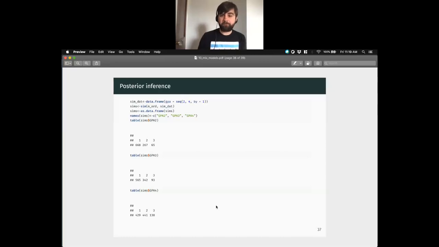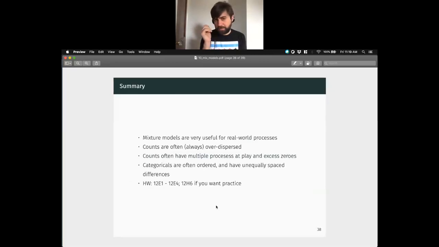Okay, so questions about these ordered categorical models?